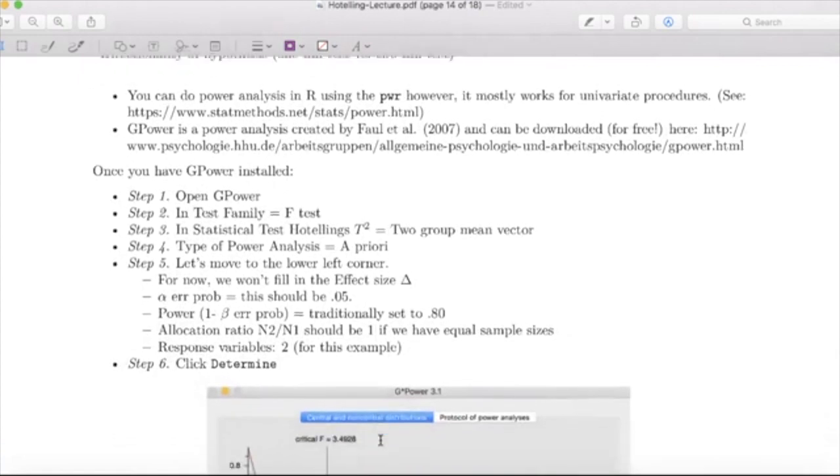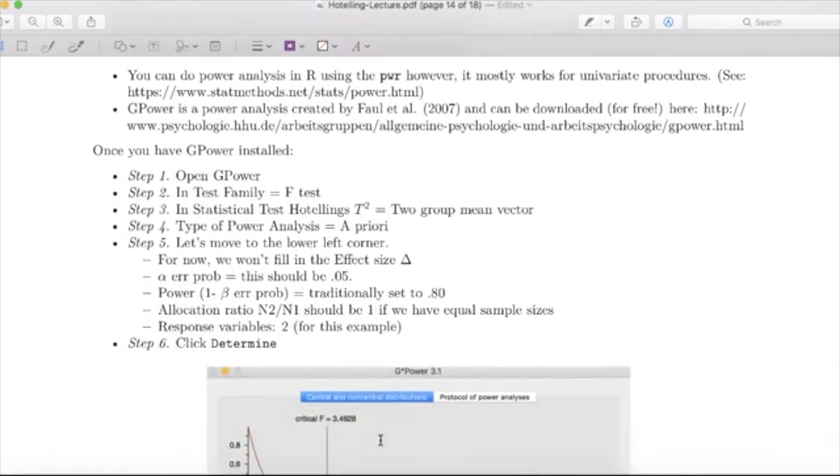You can do power analysis in R. There's a package for it called pwr. I personally have not used it. I have this link if you want to play with it. I've just been using G*Power for a long time, and nobody has charged me for it, so I keep using it. So we're going to need G*Power.